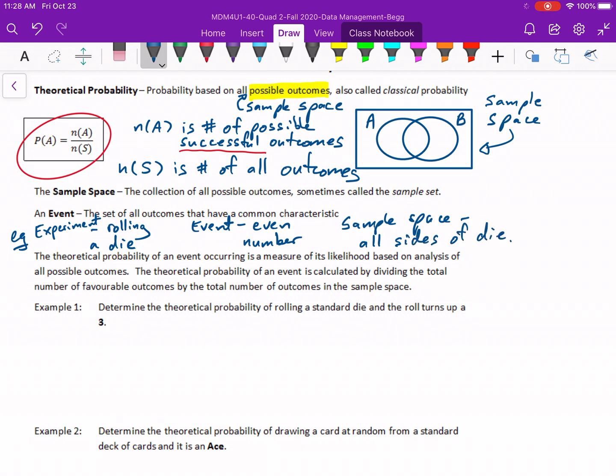So if I want to put that in just common English, I roll a die, and I'm interested to know what's the probability of rolling an even number. Well, the probability of rolling an even number would be the number of ways of being successful. Well, there's a 2, a 4, and a 6. So there's three successful outcomes, divided by all the outcomes, whether they're successful or not. And on a six-sided die, there would be 6. So it would be 3 over 6.